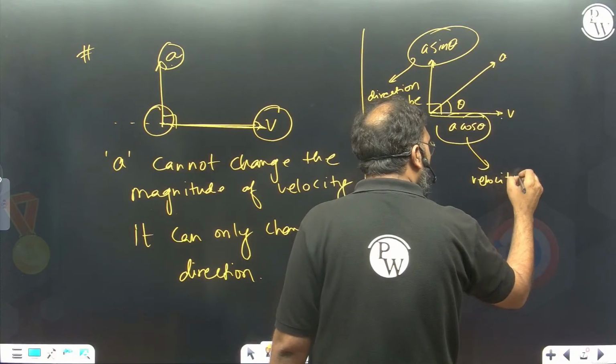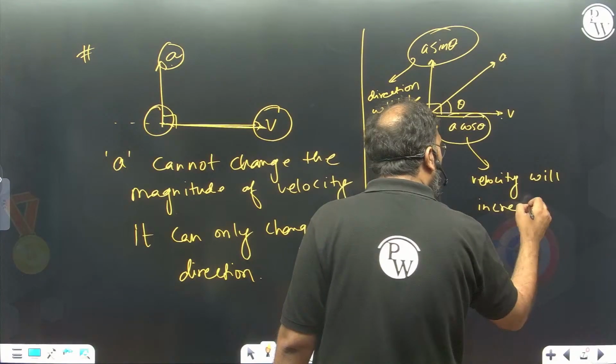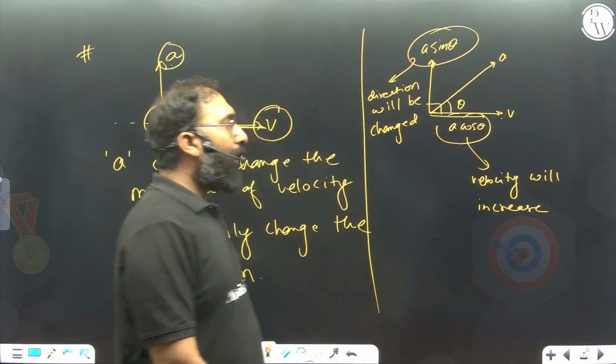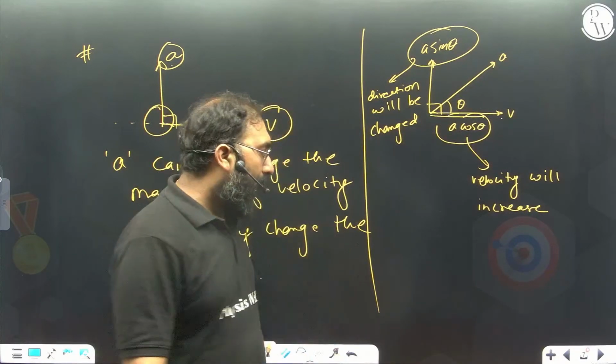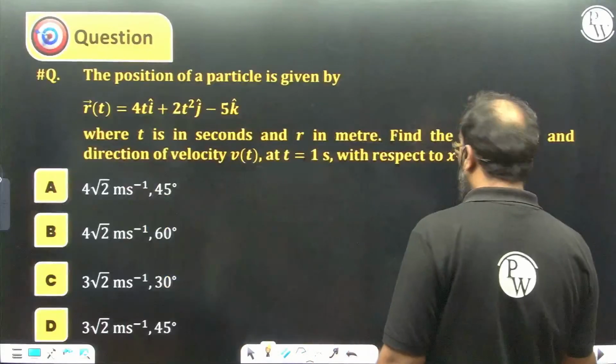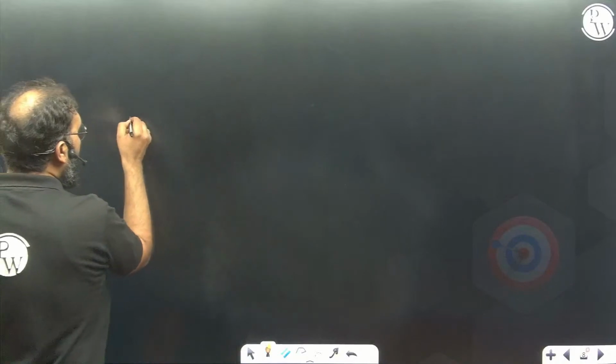So whenever you have this a sin theta perpendicular to velocity, because of this component, direction will be changed. And because of the other component, the velocity will increase. So we can think of one more situation when the velocity and acceleration are making an angle greater than 90 degrees. Let's take one more situation.